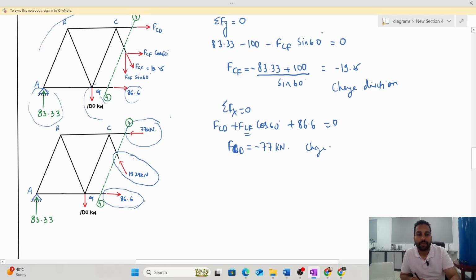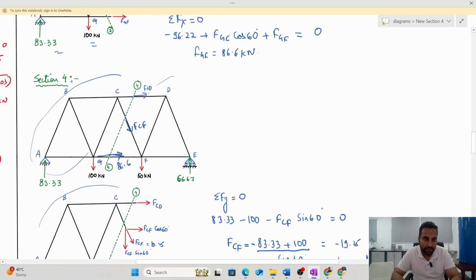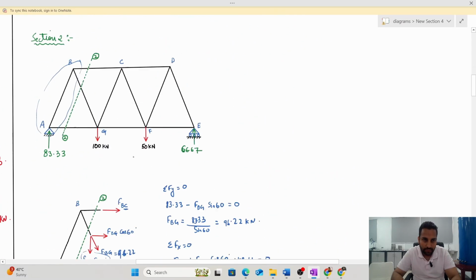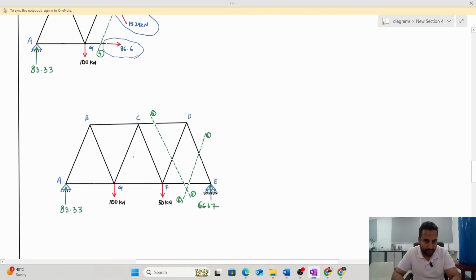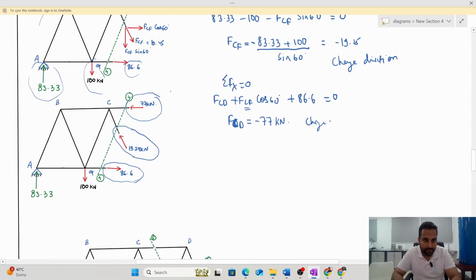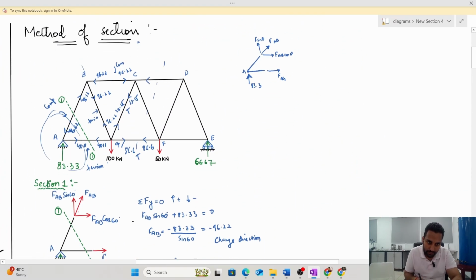So finally I will put this there. I will write 77 and 19.24 towards the section. So it is 77 towards, and this is 19.24 towards. So this would be 77, this is 19.24, and if the forces are like this, this should be in compression, this should be in compression.